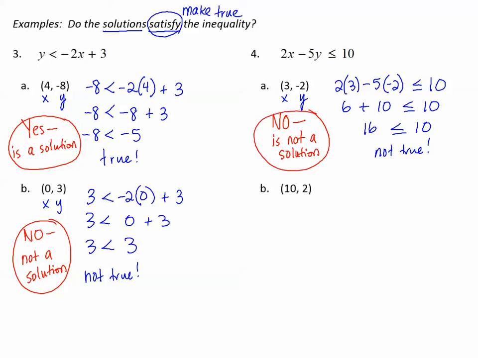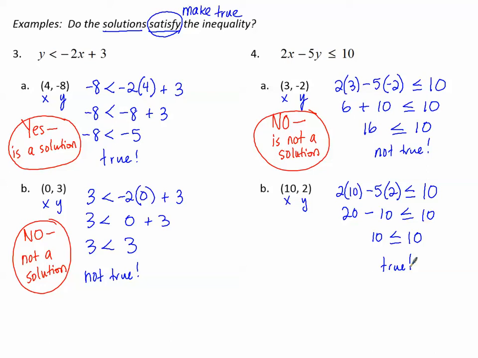How about the second point? This is x and this is y. Let's plug it in. 2 times 10 minus 5 times 2 less than or equal to 10. 20 minus 10 less than or equal to 10, and 10 is less than or equal to 10. Well, this time there is an equal, and 10 is equal to 10, so this one is true. So yes, this is a solution. It does satisfy the inequality.